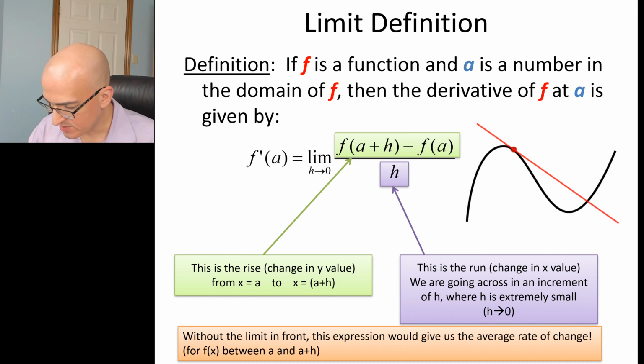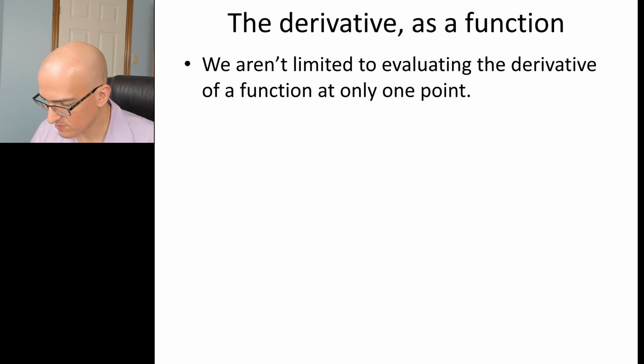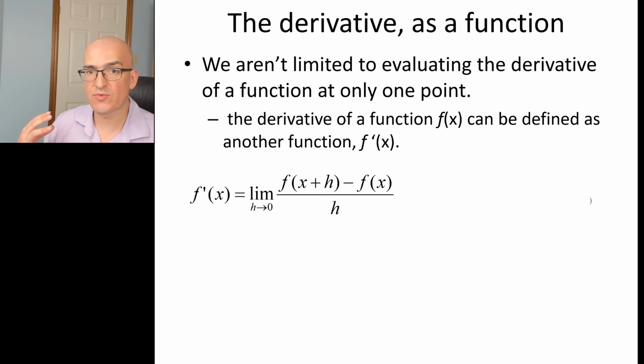So this is just labeling those pieces, highlighting the top is the delta y, bottom is the delta x, and that the limit in front is what forces that change in the x value to get extremely small, infinitely small. Without the limit there, it's just an average rate of change. And again, we want to be able to recover this slope or this sensitivity, this average rate of change over a very small delta x. We want to be able to recover that for all x values.